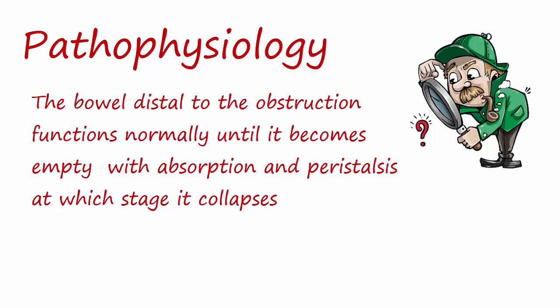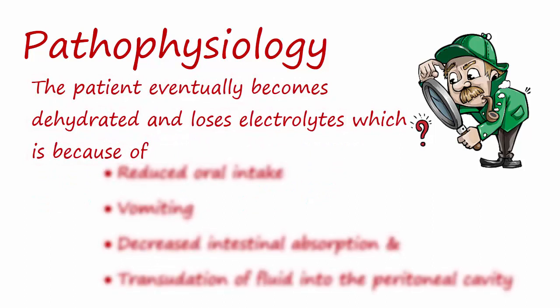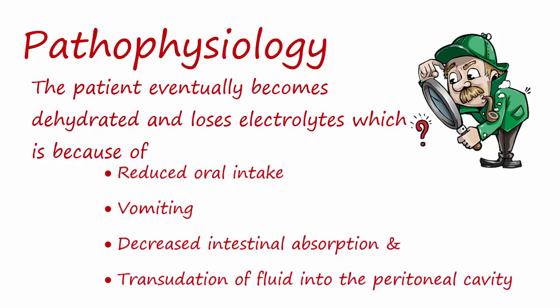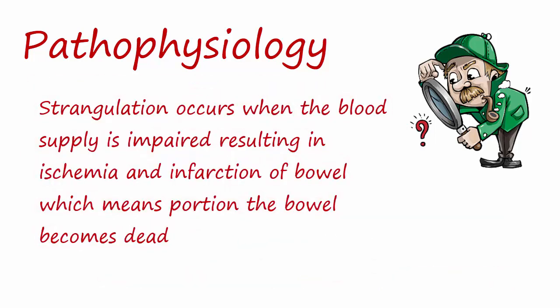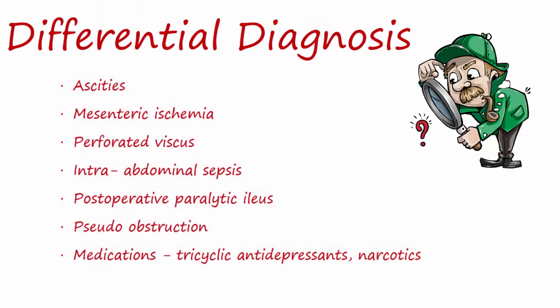The patient eventually becomes dehydrated and loses electrolytes, which is because of reduced oral intake, vomiting, decreased intestinal absorption, and transudation of fluid into the peritoneal cavity. If the condition is not treated, strangulation occurs, which is a serious complication. Strangulation occurs when the blood supply is impaired, resulting in ischemia and infarction of bowel, which means a portion of the bowel becomes dead.